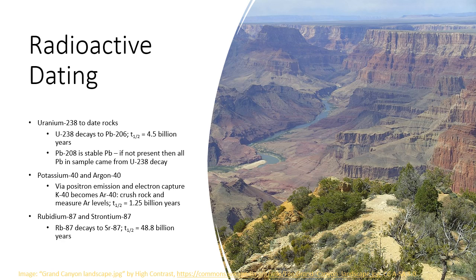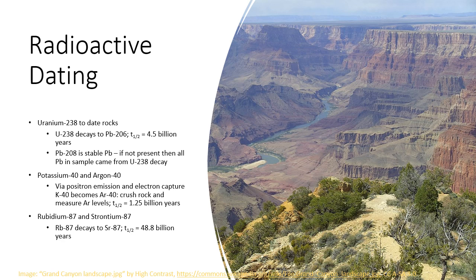You can look at potassium-40 going to argon-40. So that's a positron emission and an electron capture. It takes 1.25 billion years for that to happen. So in order to measure this, you actually have to crush the rock and look for the argon in it, because of course argon is a gas, and so you need to release that gas, because that gas otherwise would just float off into the atmosphere and be gone.